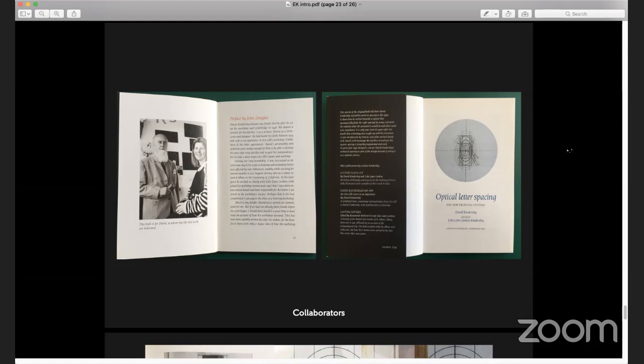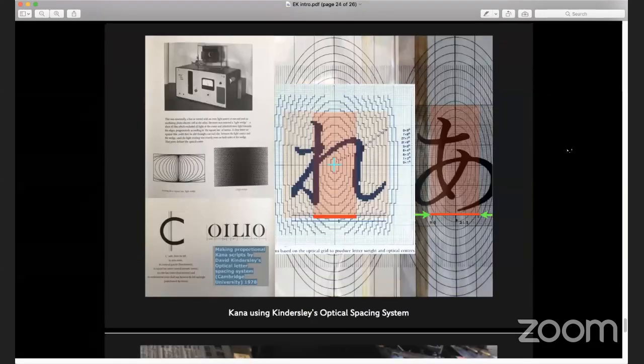So David, with all that kind of a background, had various ideas about optical spacing. And he collaborated with some engineers at Cambridge. Next slide, please. And basically, his whole thing was that you have to measure the optical density of every character and then see it relative to the optical density of every character before and after. And that should kind of allow how you space things.